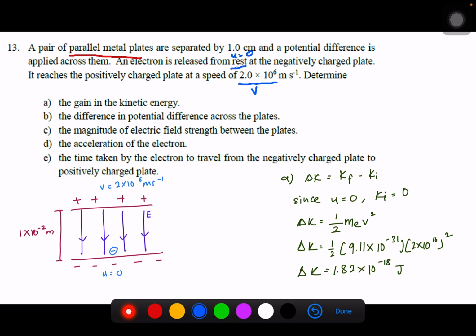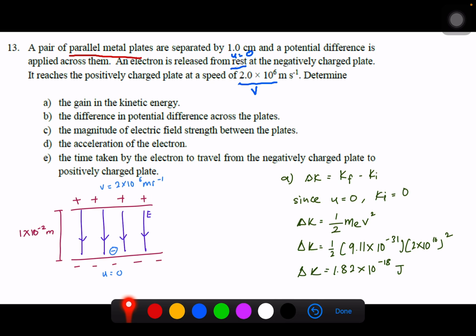So you can calculate the gain in kinetic energy by using the formula of delta K. Since delta K is K final minus K initial. Remember that u is equal to 0, so K initial is equal to 0 as well. So delta K, you only have K final. Use the velocity for final.